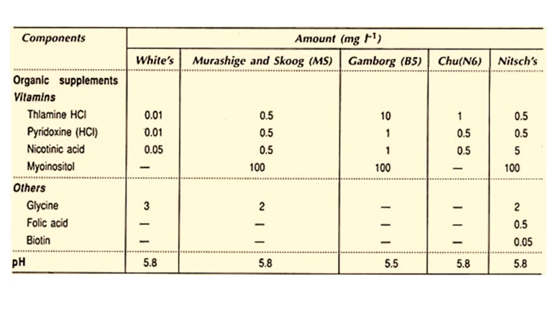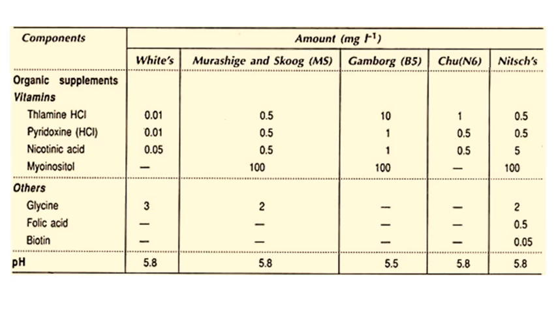Important vitamins used are thiamine, pyridoxine, nicotinic acid and myoinositol. Here the range of concentration varies and the range is very important. The amount is in mg per liter. Thiamine may vary from 0.01 in White's medium to 10 in Gamborg's medium. Similarly, pyridoxine is 0.01 in White's medium and up to 1 in Gamborg's medium.